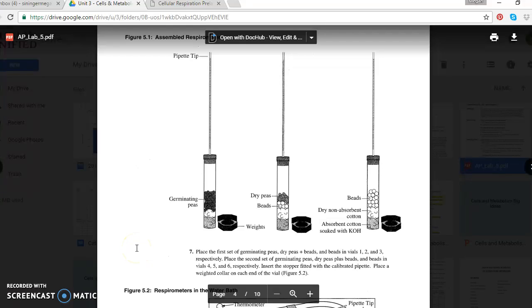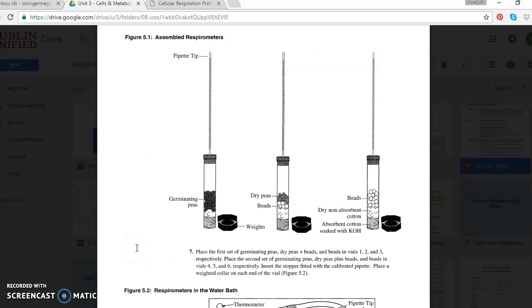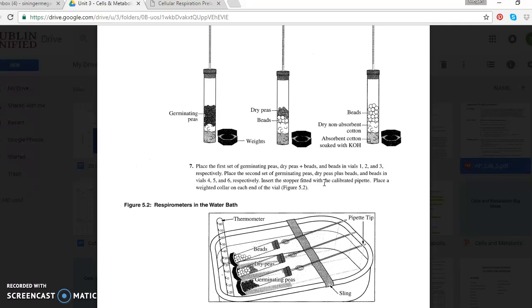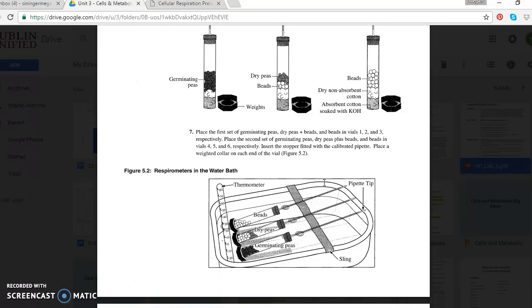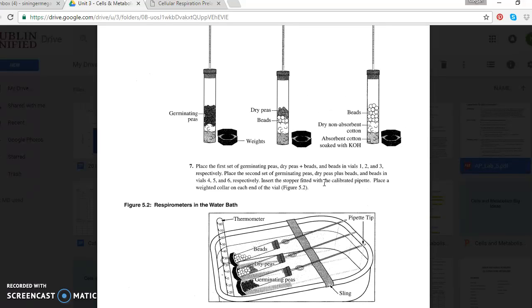Hi guys, so this is going to be the cell respiration lab tutorial. We're going to start the lab tomorrow, and you're pretty much just going to get used to the setup of it first, which this is a picture of. In fact, I took this page from your cell respiration lab packet that you need to print out. So this is what it looks like.